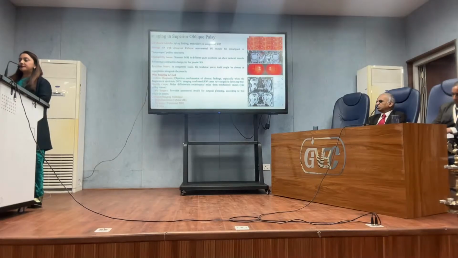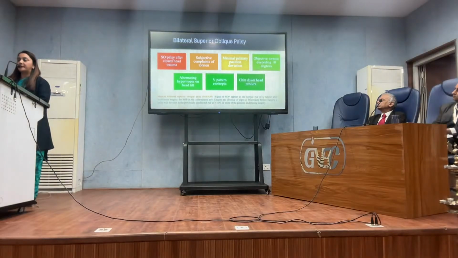In some cases, it may help to identify the cause, so it can differentiate neurological palsy from mechanical causes like pulley issues. And in some cases, it might help to guide the surgery by providing anatomical details which can help in surgical planning. A brief about bilateral superior oblique palsy.